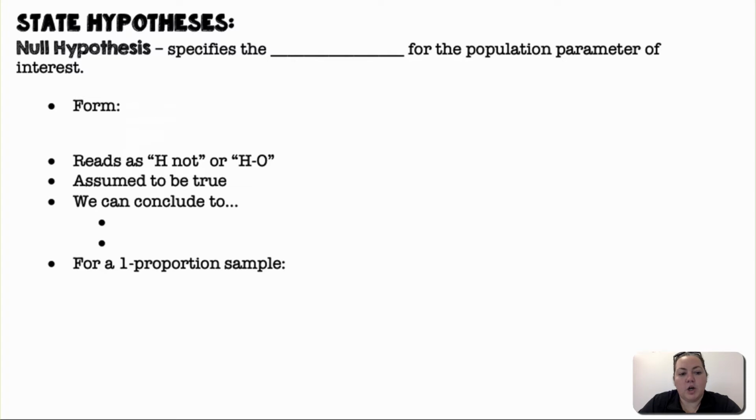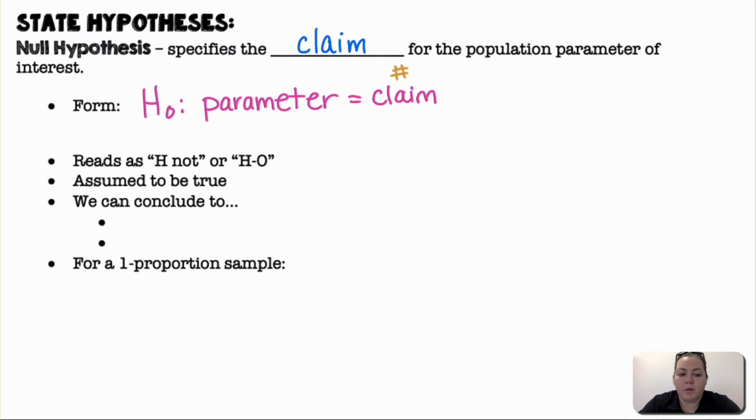In the state section, our null hypothesis is going to be stated. Our null hypothesis specifies the claim for the population parameter of interest. We're going to write it in this form, H naught. It's actually like a little 0. And then the parameter equals whatever your claim is. The claim will be some number. So it's read as H naught, not HO.